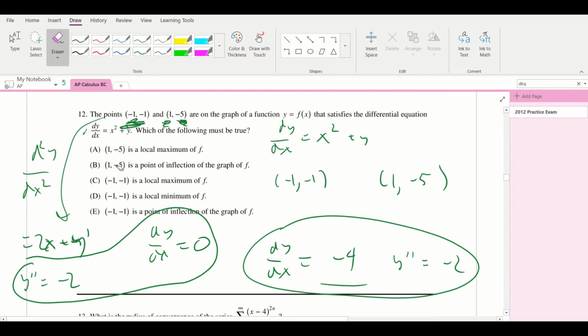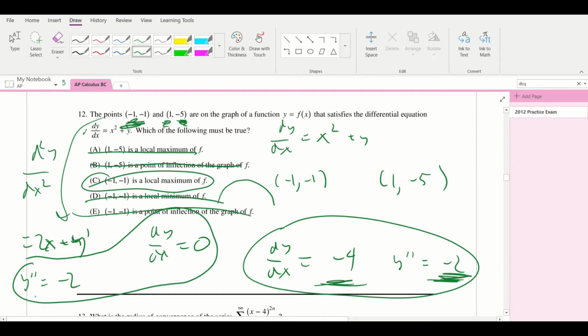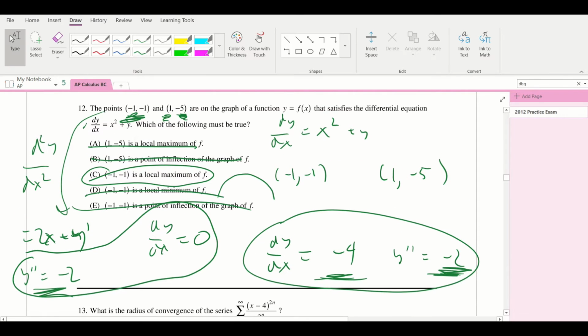1, -5 is not a local maximum because the first derivative is not 0. And it's not a point of inflection because the y prime prime is not 0. So now we look at -1. Is it a local maximum? Well, yes, it is because it's concave down since the second derivative is negative. So it looks something like this. So this is true. We're going to look at the other ones. It's not a local minimum. It's not a point of inflection because the y prime prime is not equal to 0. So it's C.